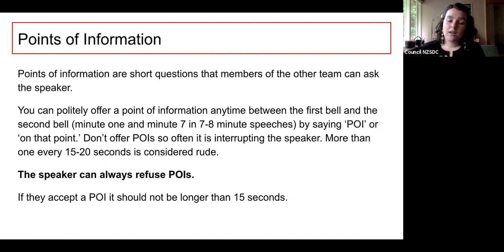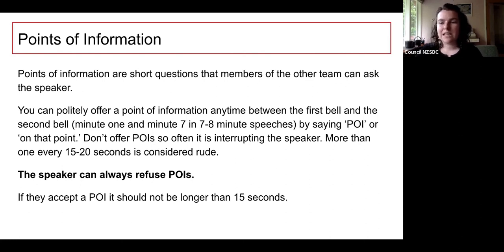Okay. When you offer a point of information, you get a maximum of 15 seconds to offer that point of information, just so that you're not eating into the other speaker's speech time. And in order to not be rude, make sure that you are just being mindful of the other person, right? So don't offer one every 10 seconds.